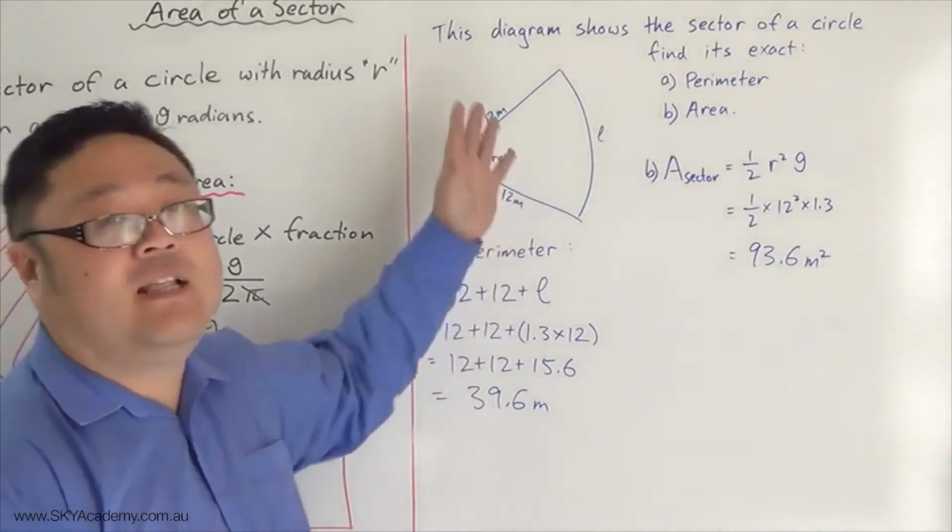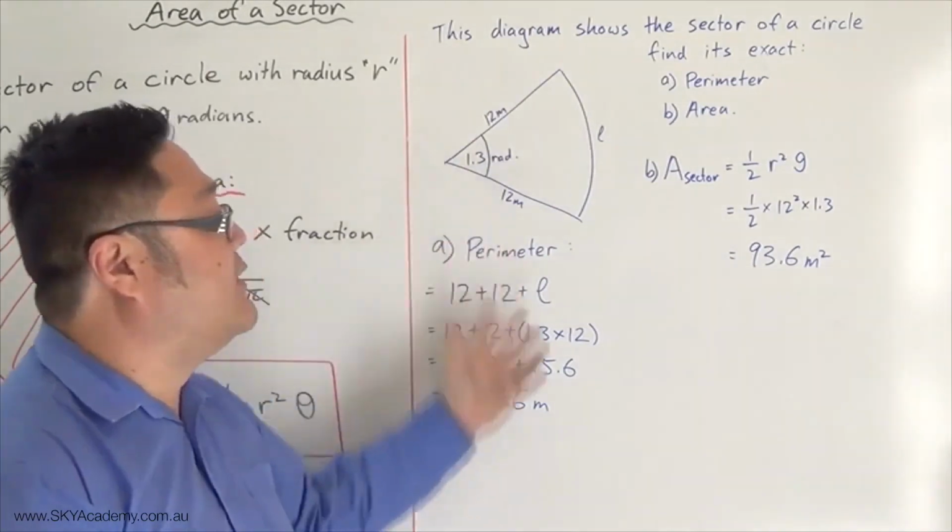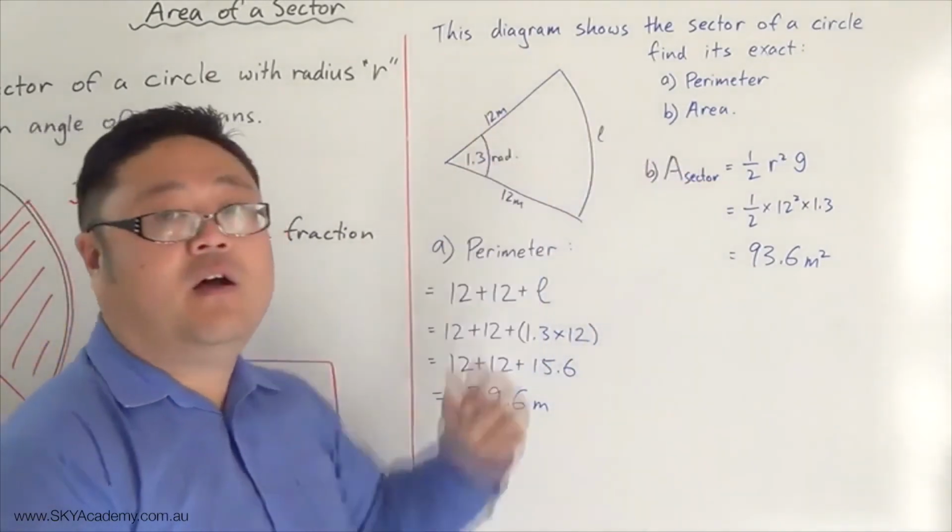These two formulas allow us to find the perimeter of a sector and the area of the sector as well.